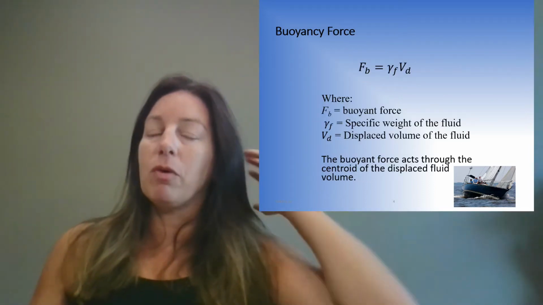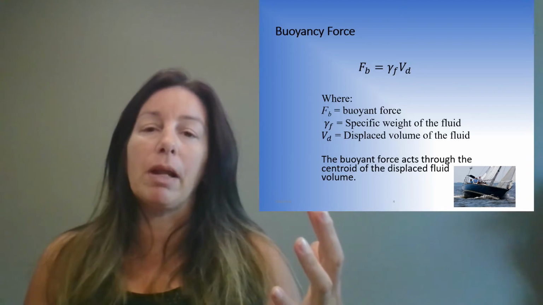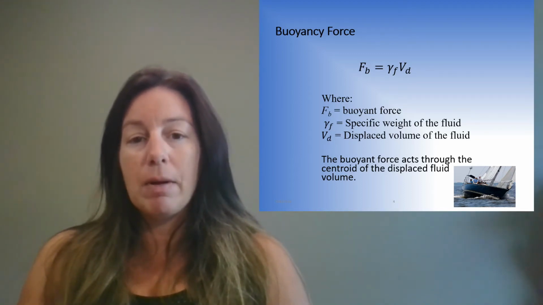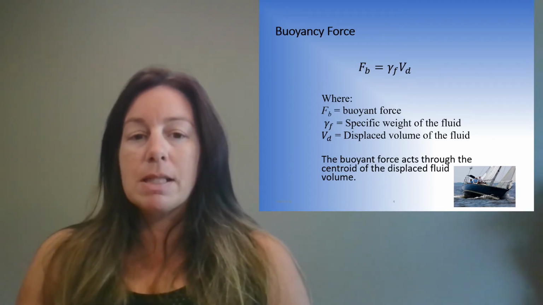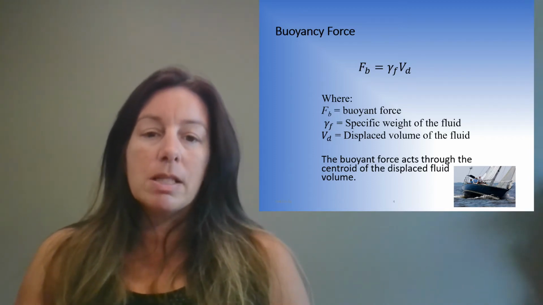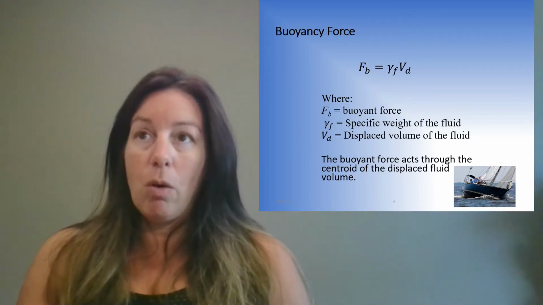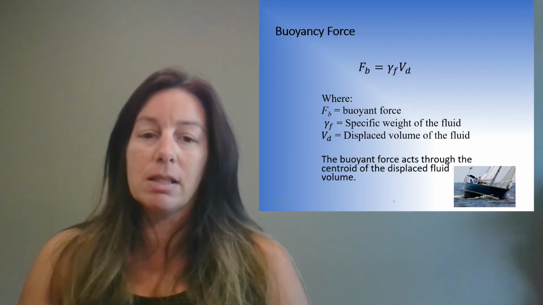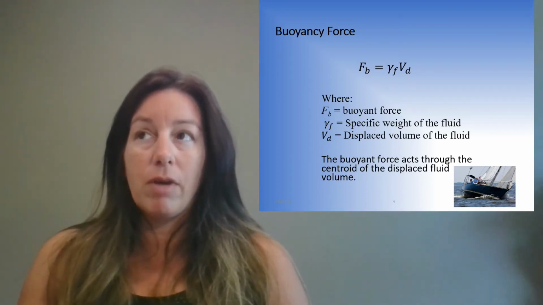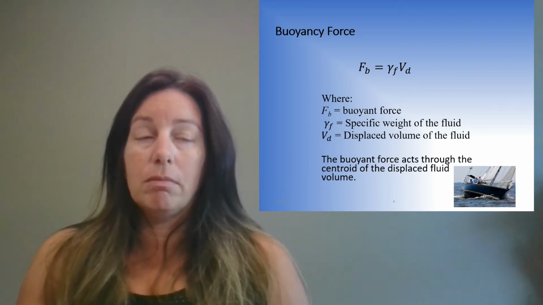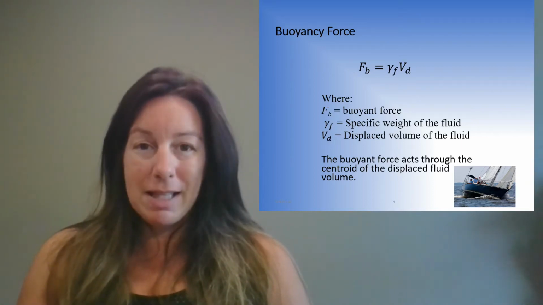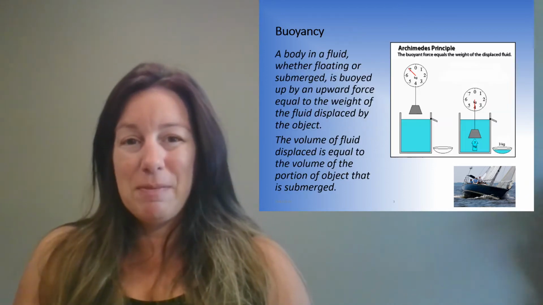So what is the buoyant force? Capital F subscript B is equal to the specific weight of the fluid, gamma of the fluid, times the displaced volume of the fluid. If you want to know where this buoyant force is acting, it's acting through the centroid of the displaced fluid volume. I know that sounds kind of funny. But if you need to do free body diagrams and that kind of stuff, that's where it's acting, okay?